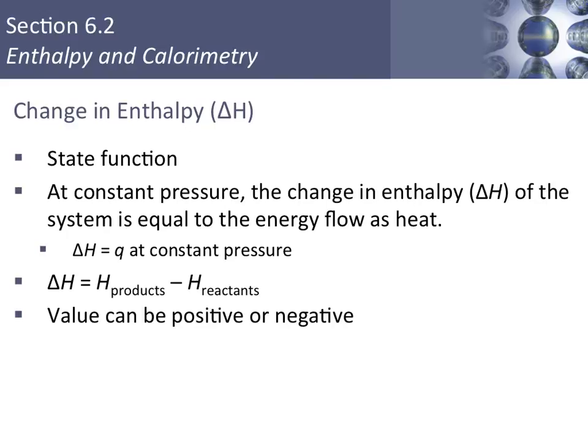For a chemical reaction, the enthalpy change, delta H, would be the enthalpy of the products minus the enthalpy of the reactants. And so for this reason, the value for the enthalpy change, delta H, could be either positive or negative. The enthalpy of the products could be greater than or less than the enthalpy of the reactants. So just like with heat, if your enthalpy change is positive, we're talking about an endothermic reaction, and if it's negative, we're talking about an exothermic reaction.